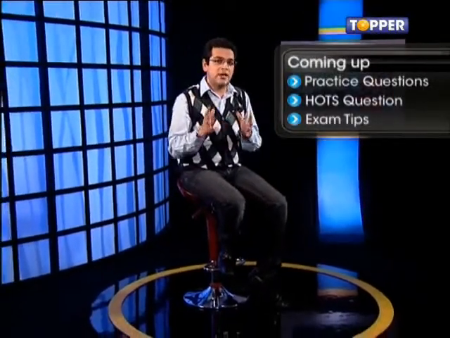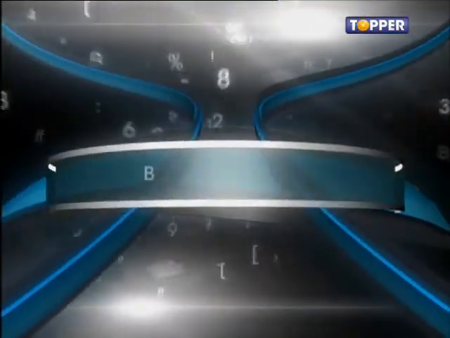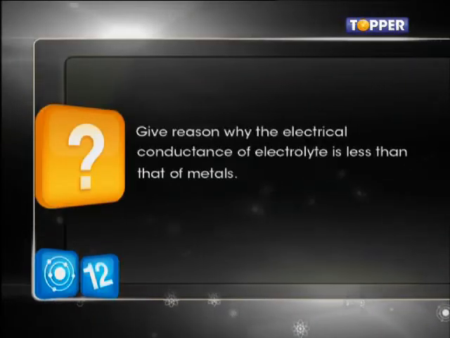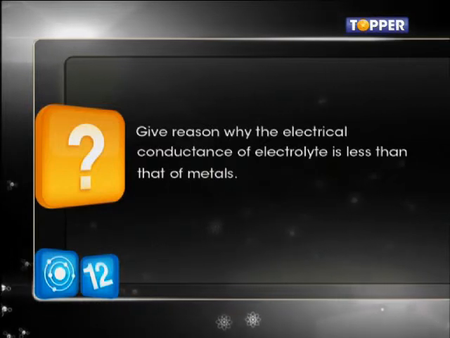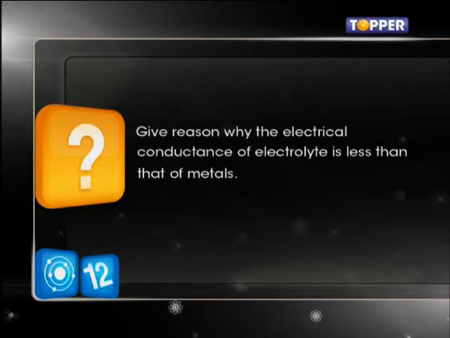Well, though we have more practice questions, a HOTS problem and some handy tips for you, we'll take a short break before that, and when we return, you ought to have solved this breaking question. Don't be afraid, it's simple and easy. The question asks you to give reason for why the electrical conductance of electrolyte is less than that of metals.